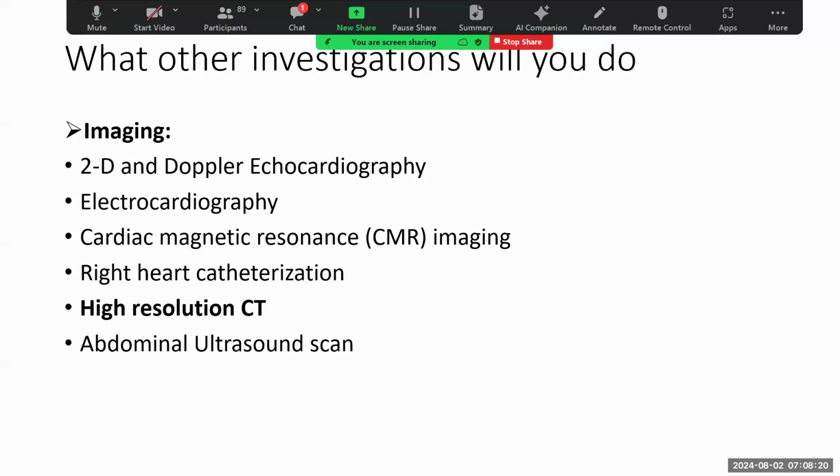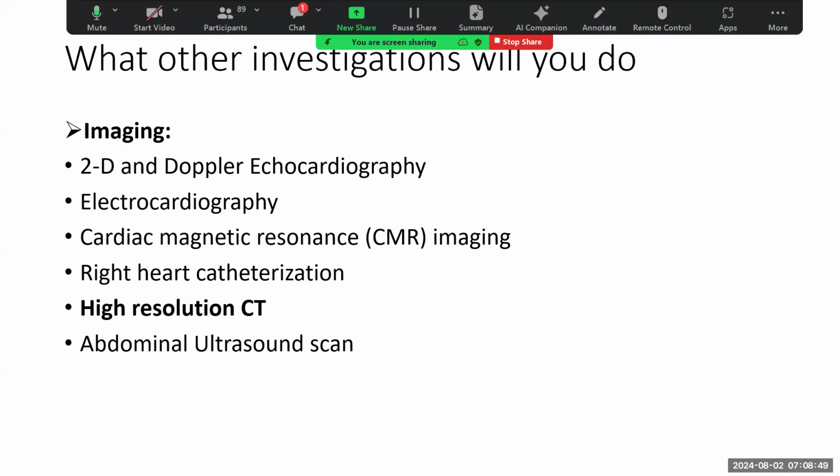I want to do a 2D and Doppler echocardiography because of the heart failure associated with this COPD, and then electrocardiography, and then to assess further for the cor pulmonale. I would also want to do a cardiac magnetic resonance imaging, which is a non-invasive diagnostic measure for the cor pulmonale. However, the gold standard diagnostic is the right heart catheterization with pulmonary vasodilatation.